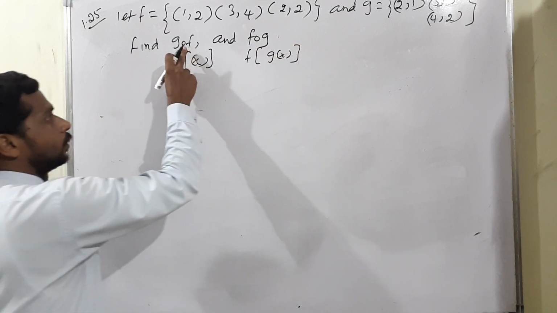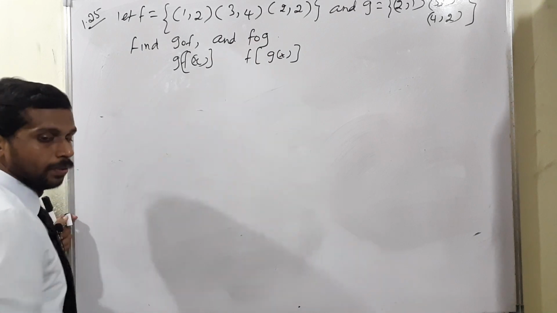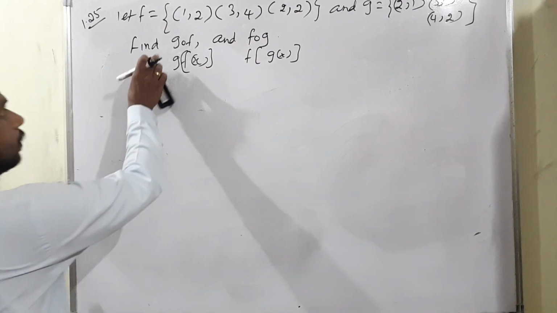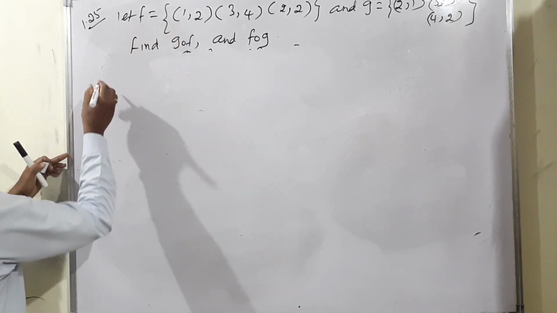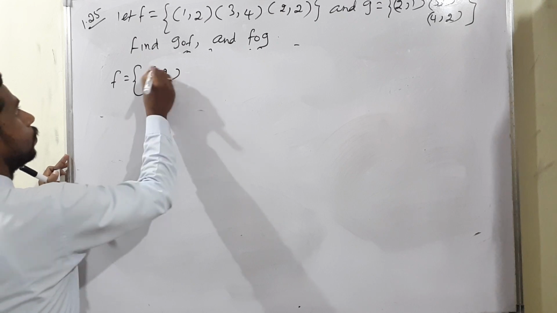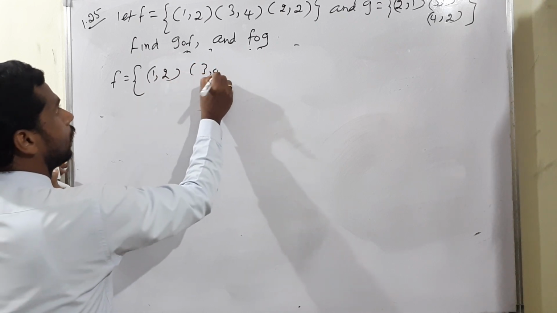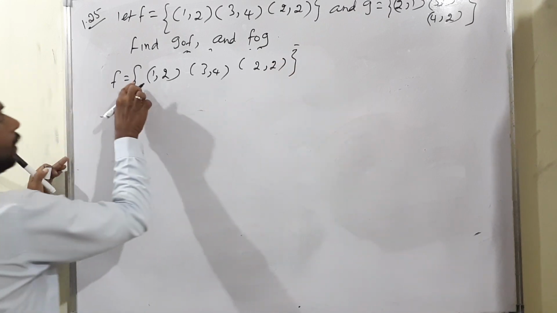Okay, this is how to say that f is a composite of g, and g is a composite of f. Moving to the question, what pair is given? First pair, f is equal to {(1, 2), (3, 4), (2, 2)}. So what is the meaning?